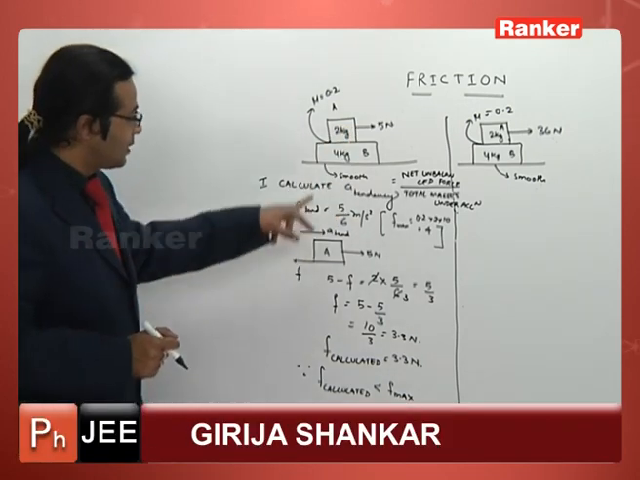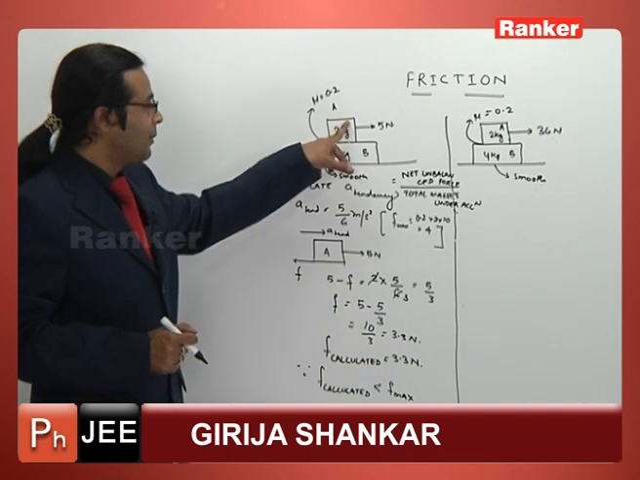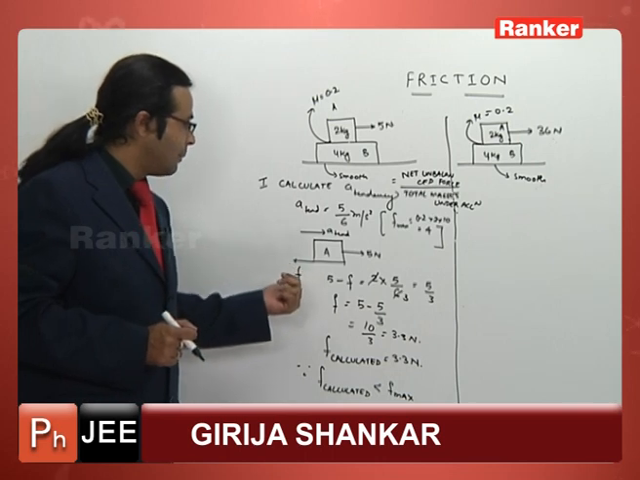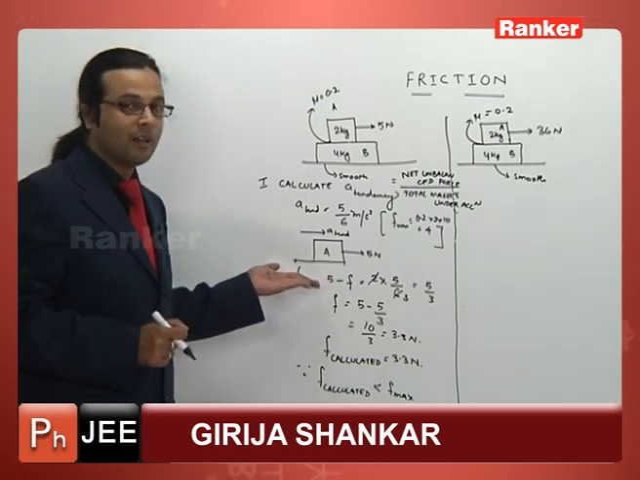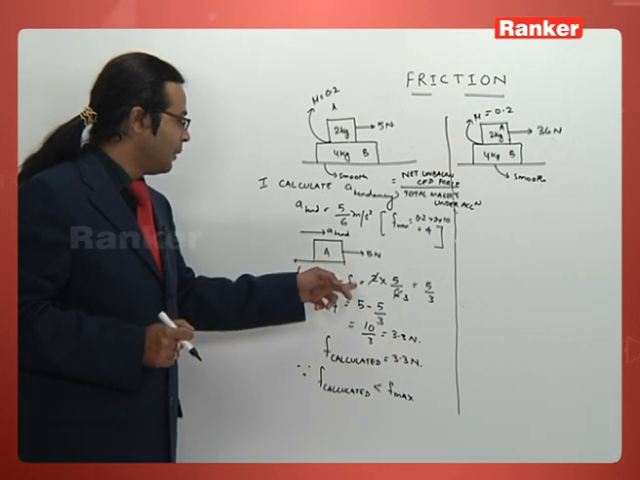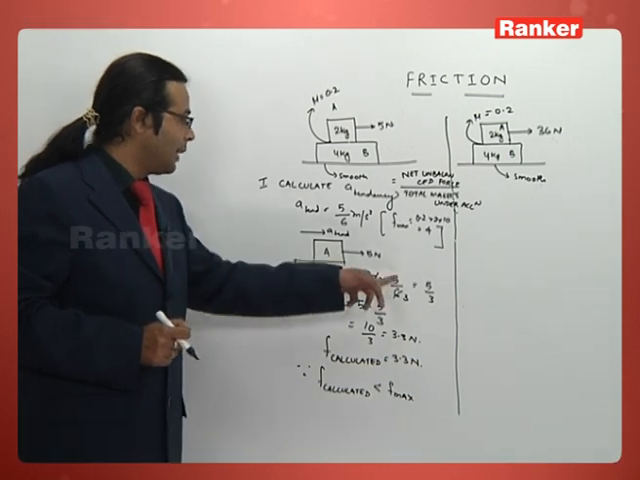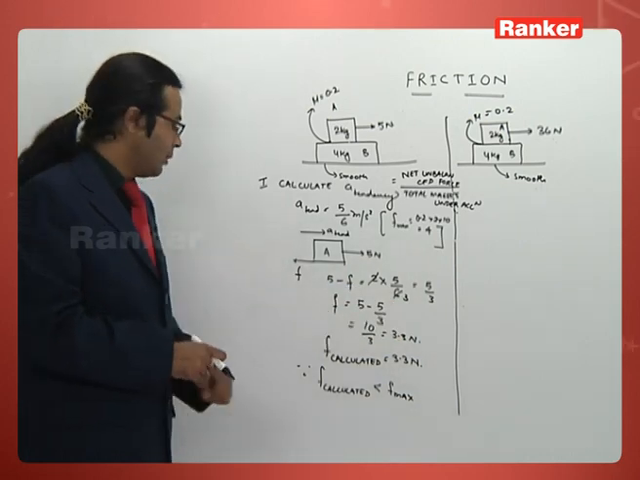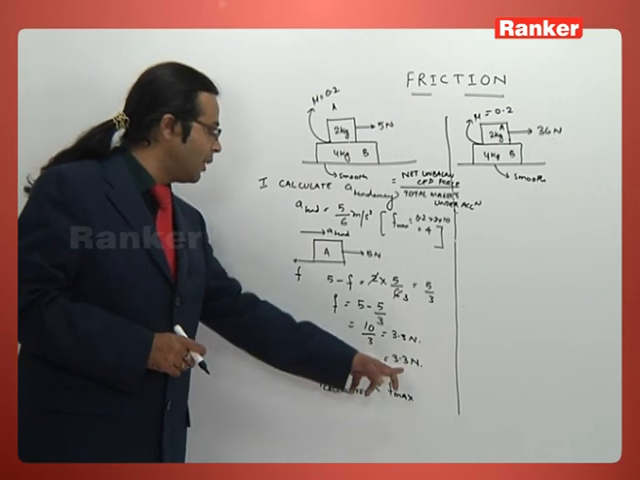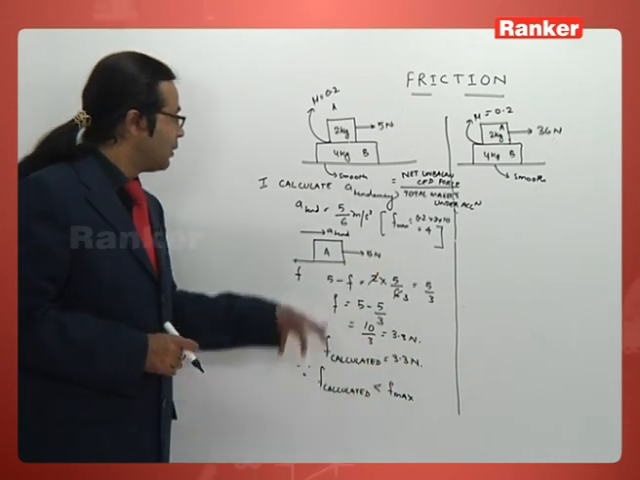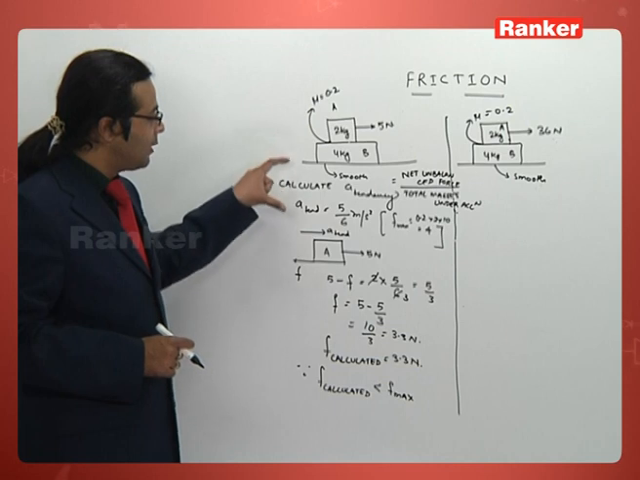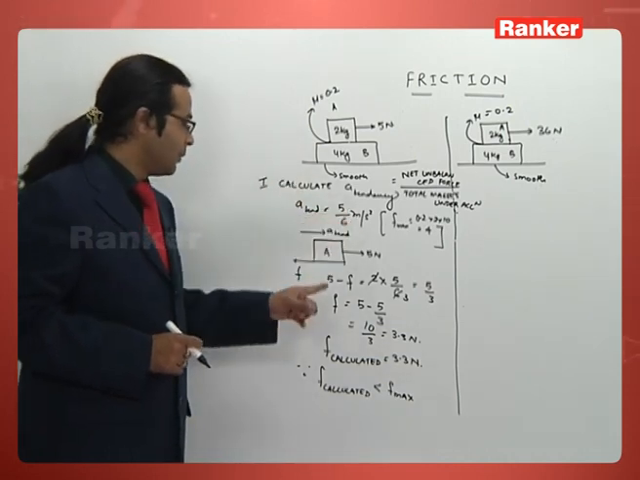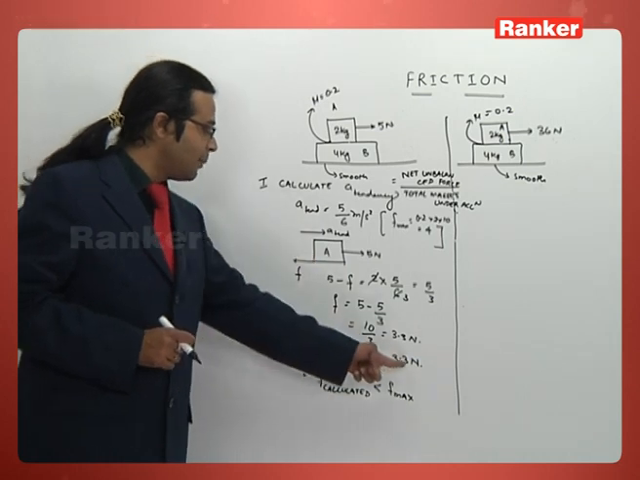Then I use that since the relative acceleration of body A is in the forward direction, frictional force will act in the backward direction. I use Newton's second law of motion: 5 minus F is equal to 2 into a tendency, 5 by 6, that is 5 by 3. So F is equal to 3.3 Newton. Since F calculated is 3.3 Newton, which is lesser than F max, these two bodies will move together as one body with an acceleration 5 by 6 meter per second square with frictional force 3.3 Newton.